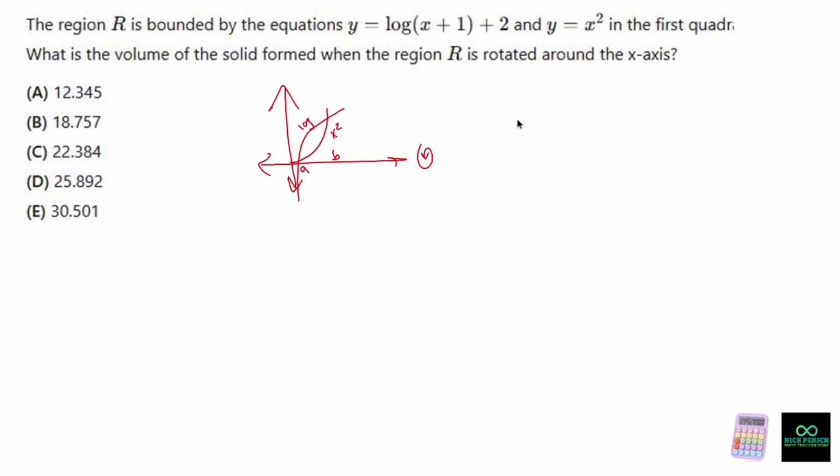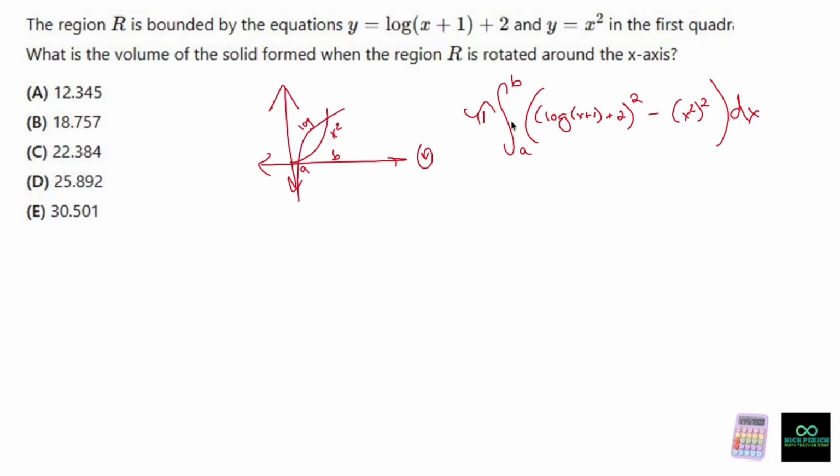So the integral that I'm going to set up is going to have pi living out front. I need to find my lower limit. I need to find my upper limit. And then I'm going to take log of x plus 1 plus 2, square that, and then subtract out x squared squared, dx. So again, I'm going to graph these guys and find out where they intersect. Once I find out where they intersect, I'm going to write those numbers down, and then I'm going to use this integral and plug all of that stuff in.